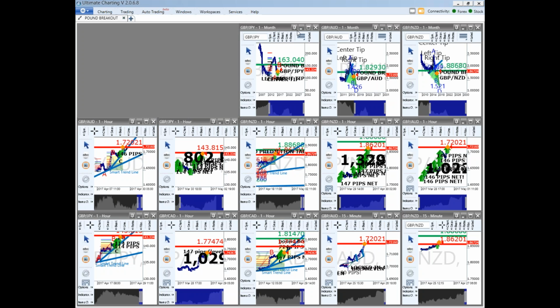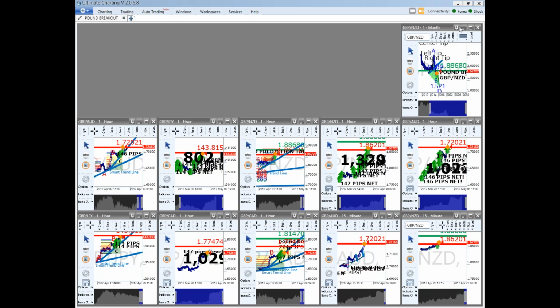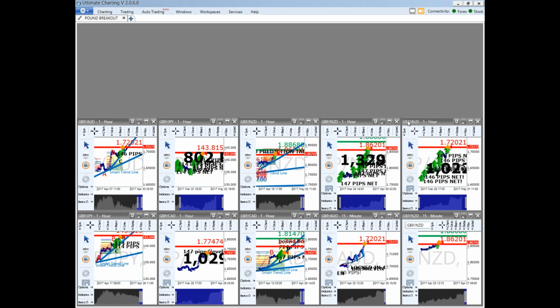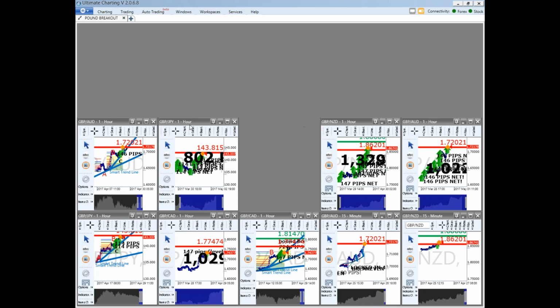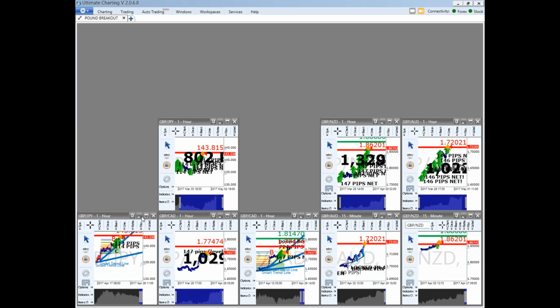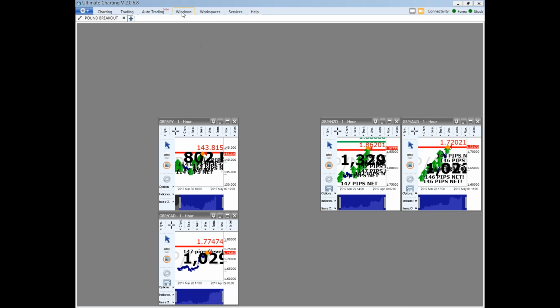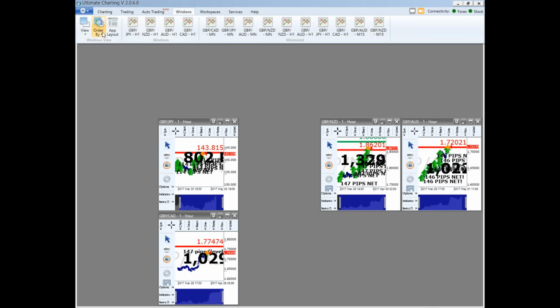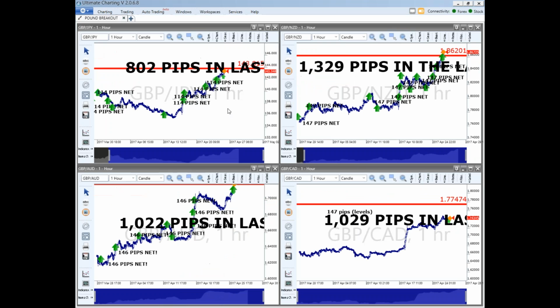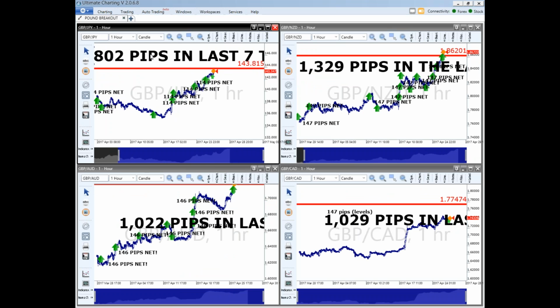All right, so we looked at the pound Canadian, pound yen, pound Australian, and pound New Zealand this morning. And again, these were the results so far, just to show you what's been taking place with these on the 1 hour time frame. Let me see if I can tile these.